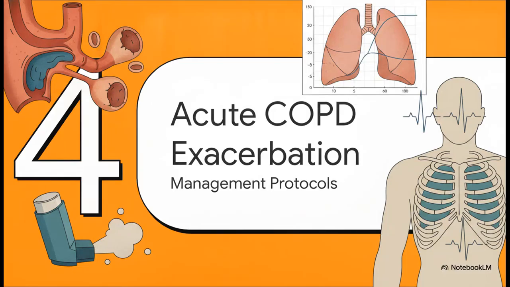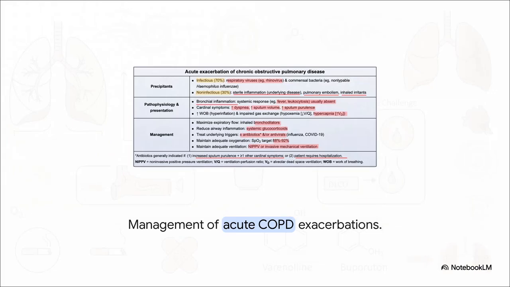Section 4. Acute COPD exacerbation management. Acute COPD exacerbations are typically triggered by things like respiratory viruses, bacteria, a pulmonary embolism, or sterile inflammation. The cardinal symptoms you're looking for are increased dyspnea, increased sputum volume, and increased sputum purulence.